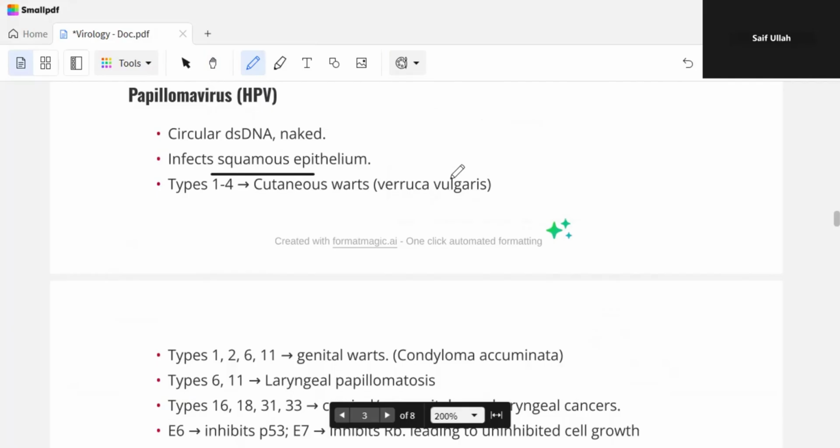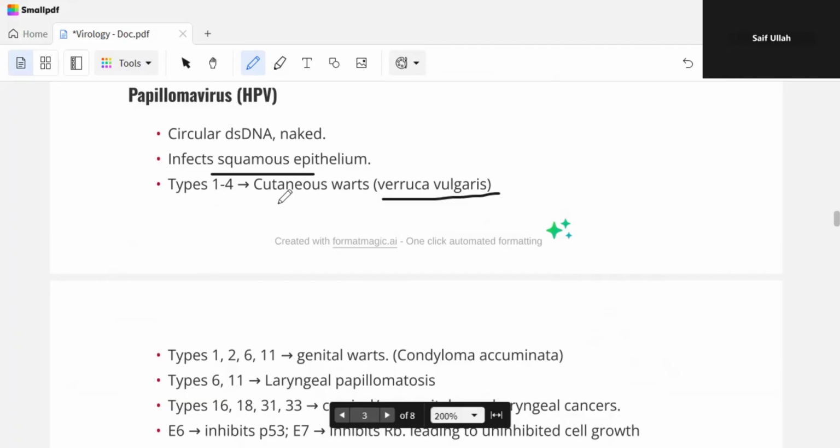So there are different types of HPV and different types cause different features. Types 1 through 4 cause cutaneous warts. Now these are just going to be warts or rashes present on your hands and feet, usually on the extremities. The fancy word for cutaneous wart is verruca vulgaris. You need to remember these. The types causing it are 1 to 4, as I already mentioned.